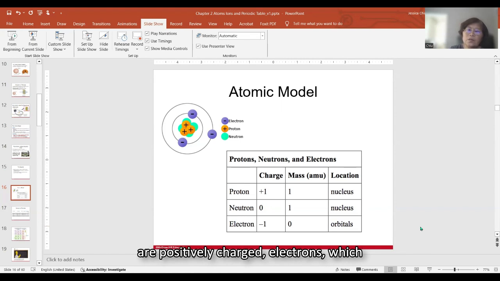protons, which are positively charged, electrons, which are negatively charged, and neutrons, which have no charge. Protons and neutrons are located in the nucleus, which is the center of the atom, while electrons orbit the nucleus.